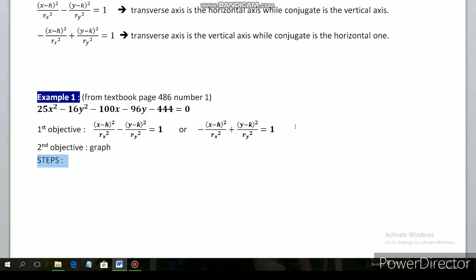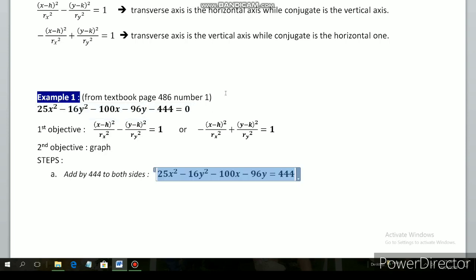This is the steps. Let's follow the steps one by one. First, since we have this equation, let me just highlight it, this equation, and I want to convert to either this or this. First, we need to change the 0 into 1, so there will be a number. So since we need a number on the right member, I add both sides by 444. So we will have this as the result of the first step.